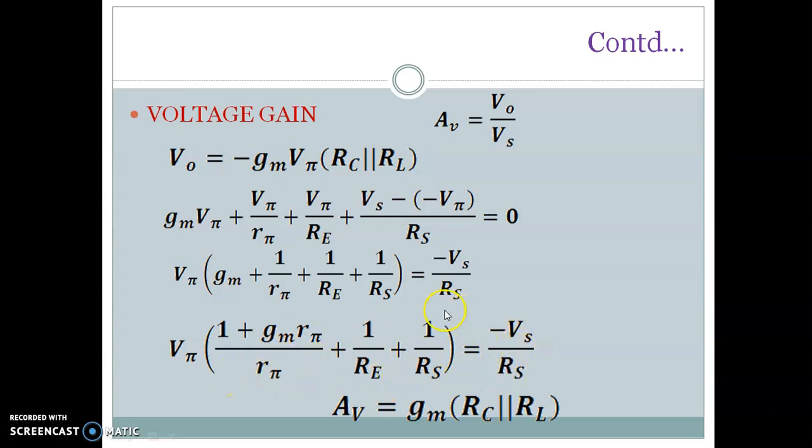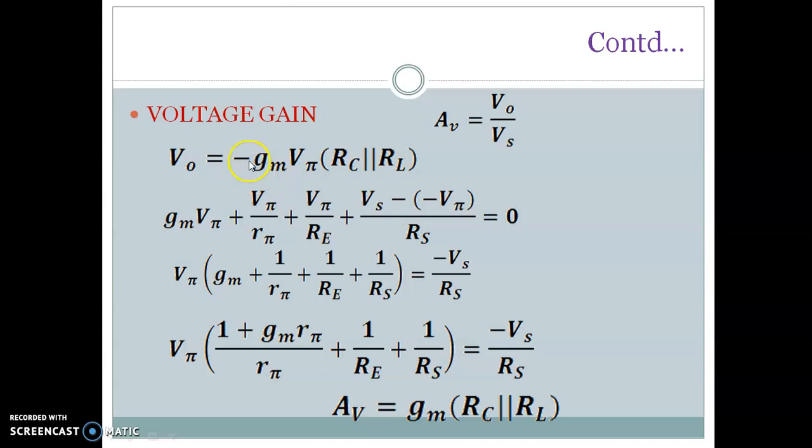So all these are in parallel. We have the terms as 1 by R, 1 by R, so that means they are all in parallel. Out of all that, Rπ divided by 1 plus gm Rπ is going to be a very, very small quantity, comparable to your source resistance. So this is approximately my Rs, and therefore this will get cancelled.